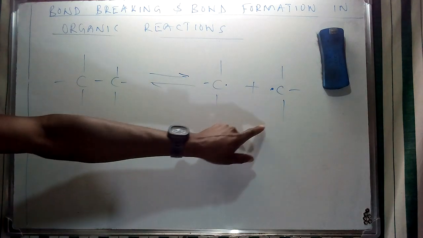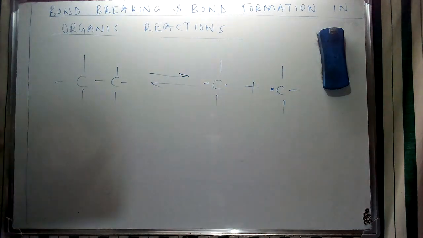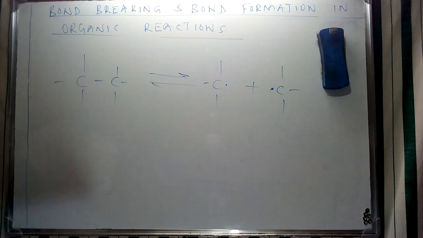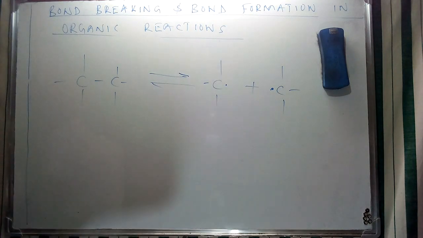The products are going to form radicals which are each having a single electron from the pair of electrons that was shared in the formation of this carbon-carbon bond in this specific case. So this is going to be carbon radicals.